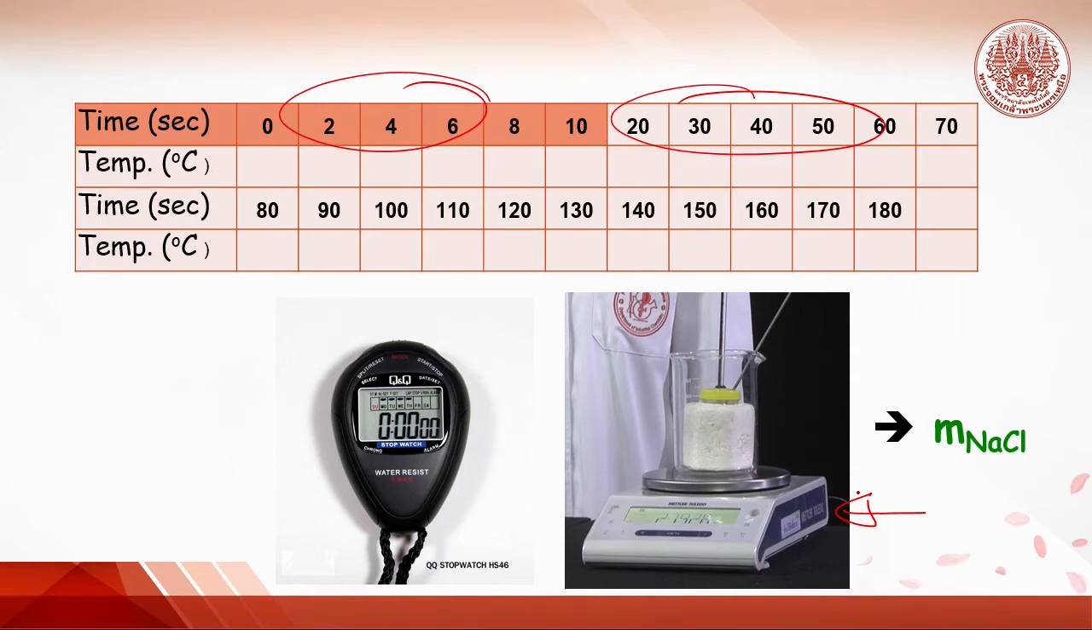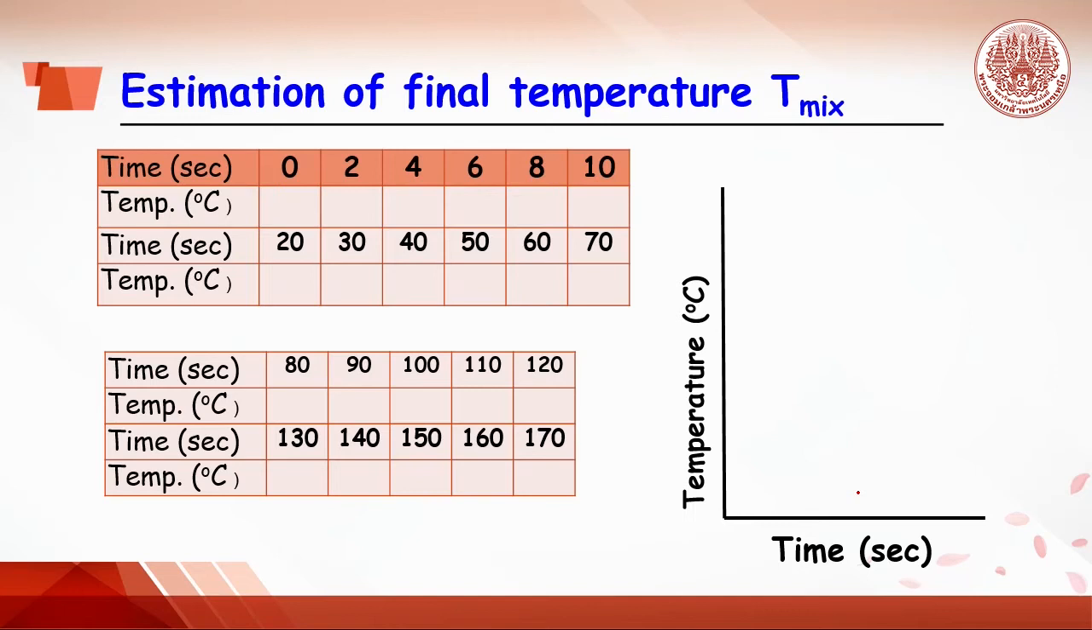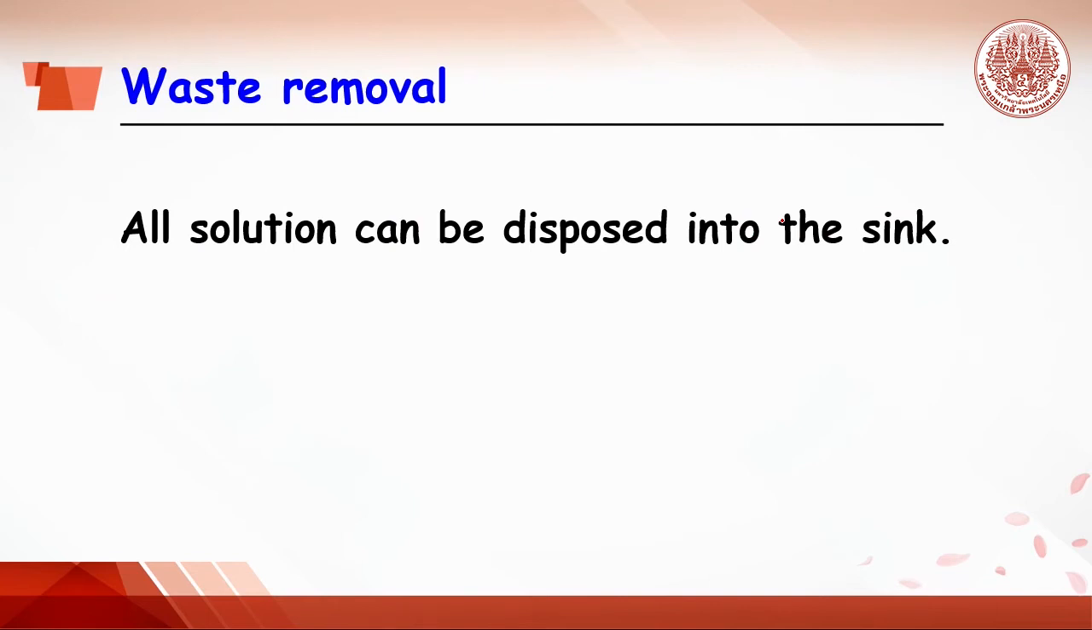After curve plotting, temperature of mixing is obtained. Now, you need to know how to find the final temperature after you experiment. The reaction normally takes place immediately after mixing. Since the first 10 seconds of recording might not be followed, the plot might look like this. The mixing temperature will be obtained by extrapolating the linear portion of the curve back to zero time. So at this point, the temperature of mixing, or T final, is obtained. All solutions can be disposed into the sink.